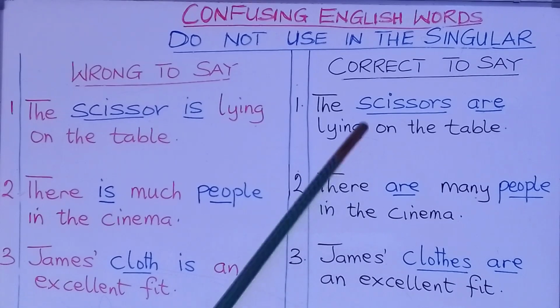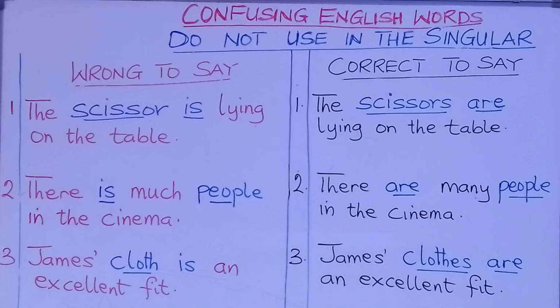Now let's take scissors for example. Listen very carefully before we go to the examples on the board. All names of things consisting of two parts, for example, scissors, trousers, spectacles, shears, pliers, take a plural verb, for example, are or have. They take a plural verb.